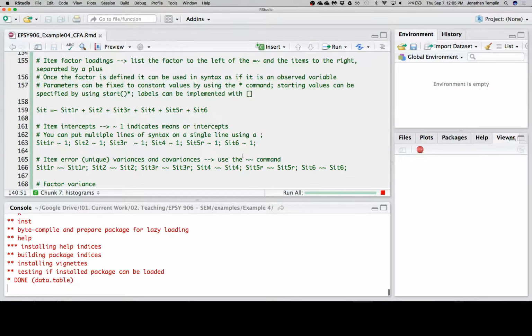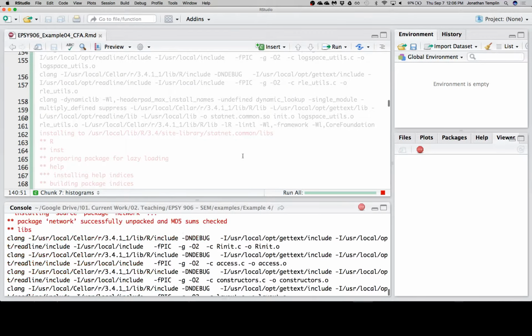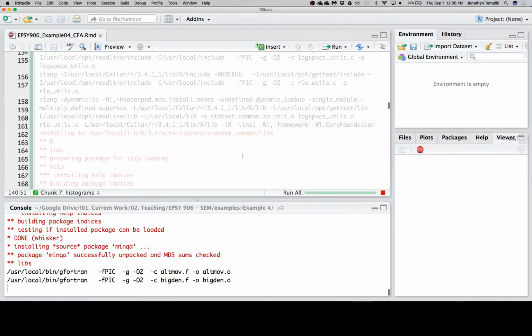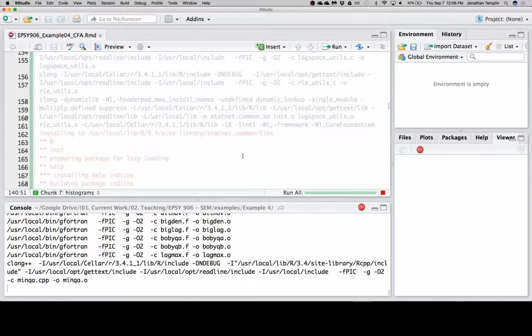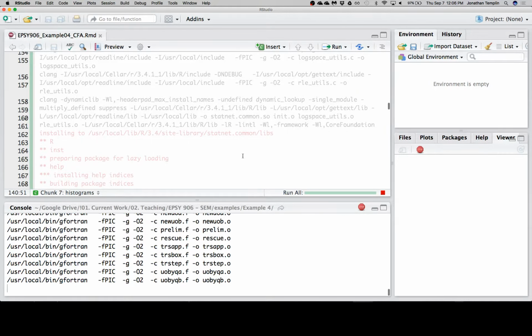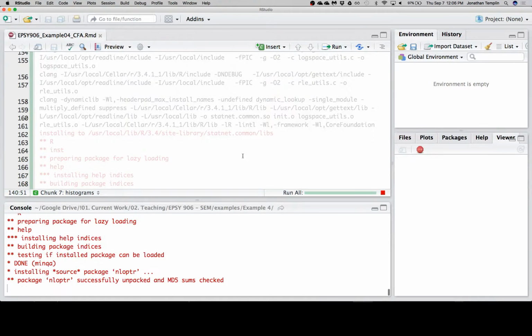Remember, the lavaan syntax works in curious ways. You have to create a very long character string that contains what lavaan is going to interpret as your model in it. And then you pass that character string to a function to run the analysis itself.